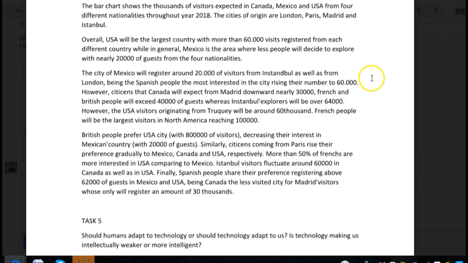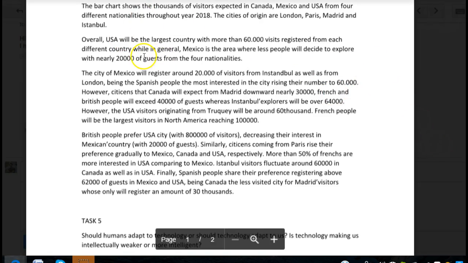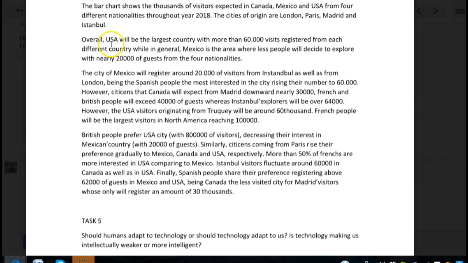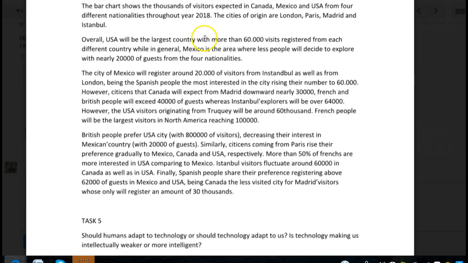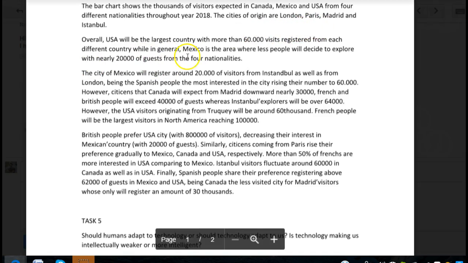Okay, so in terms of the actual grammar itself, let's see what you did. Overall, the USA, or the US, or it's fine, I guess the way it is, will be the largest country, well, not really the largest country, will be the country with the most visitors. And again, I really can't correct this because the information is wrong.